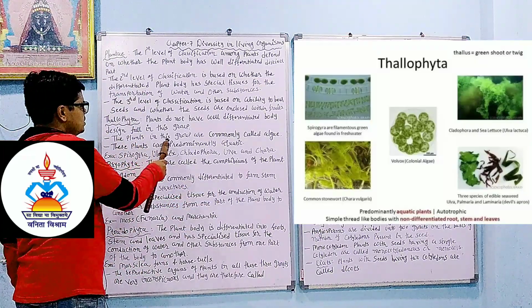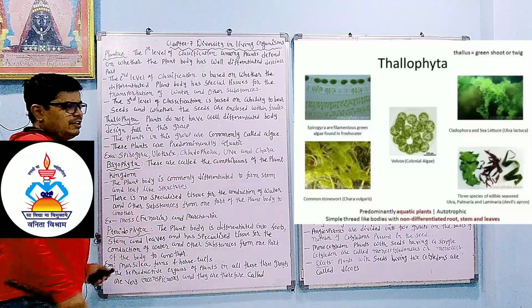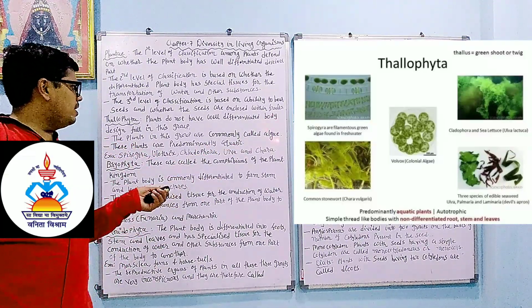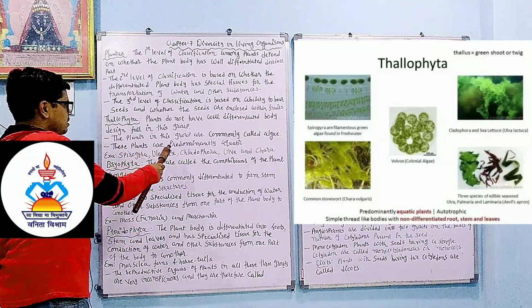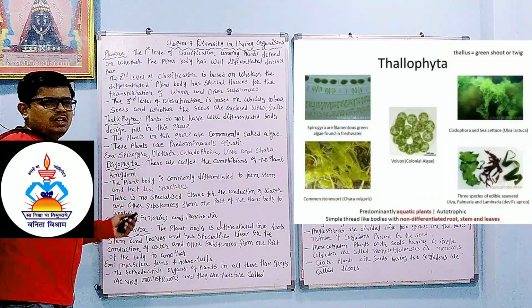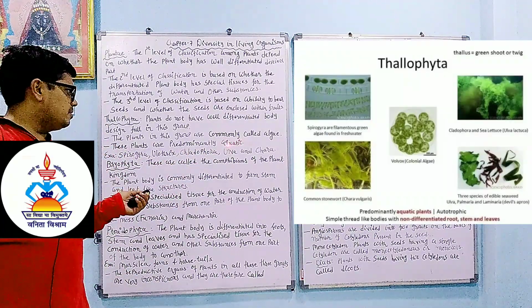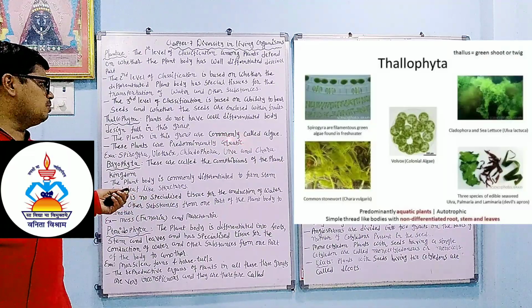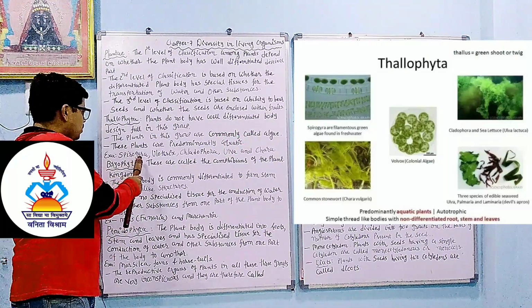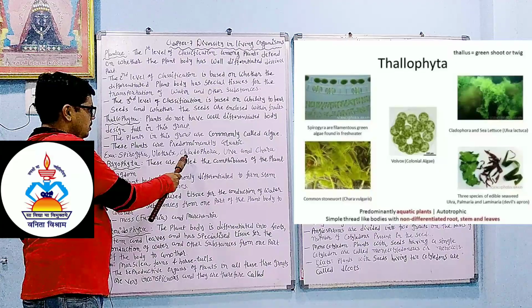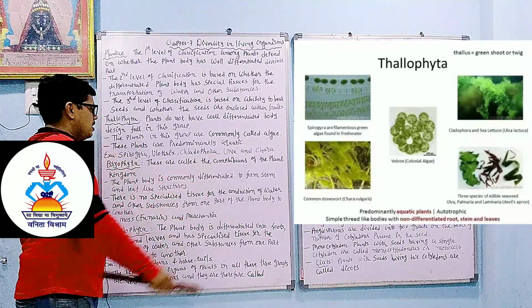The plants in this group are commonly called the algae. These plants are predominantly aquatic. So they are found in the water or near the water area. Examples: Spirogyra, Ulothrix, Cladophora, Ulva and Chara.